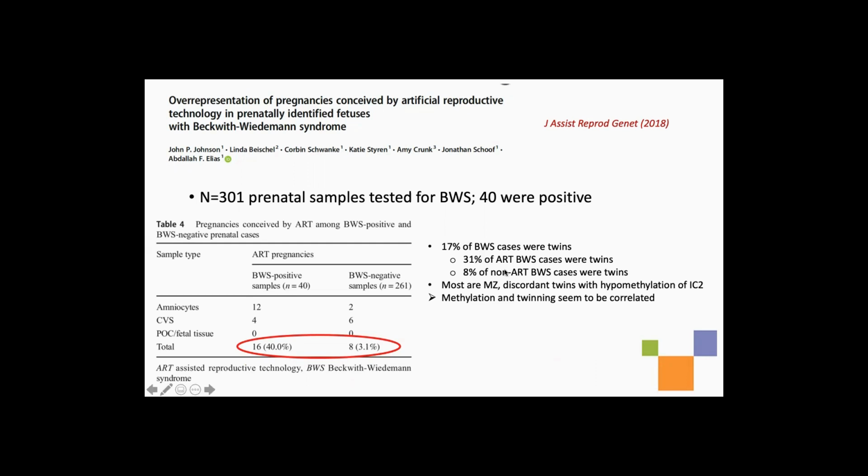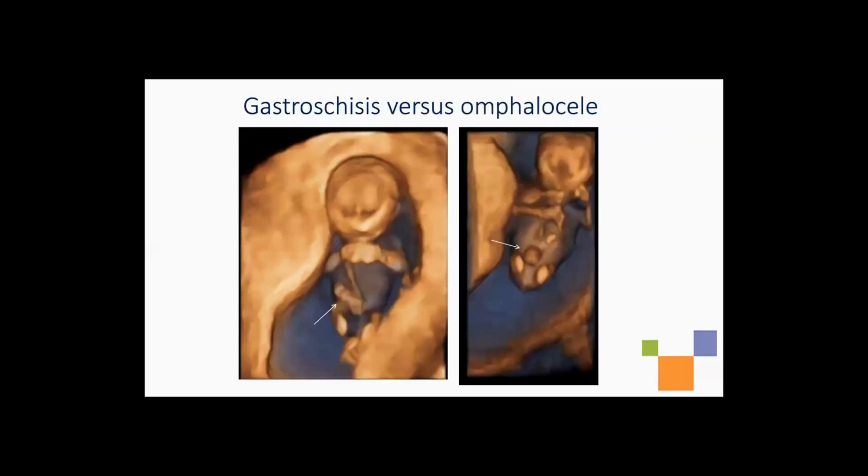They emphasized that 17% of the Beckwith cases occurred in twins, that 31% of the ART Beckwith syndrome cases were twins, while only 8% of the non-ART Beckwith cases were in twins. Most of the twins were monozygotic, with discordant findings and hypomethylation of IC2 as the molecular cause of the Beckwith syndrome. They concluded that there's clearly a relationship between methylation, twinning, and Beckwith-Wiedemann syndrome. So, a super interesting association and genetic finding in these pregnancies.